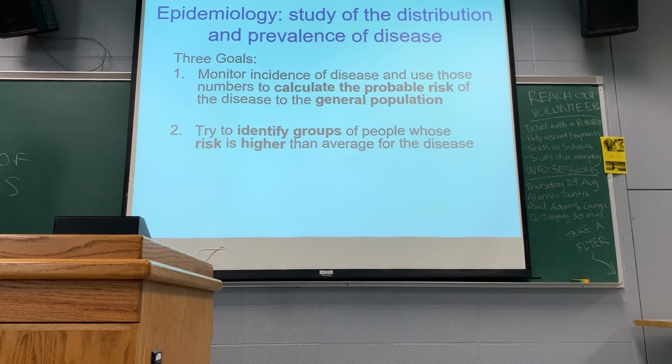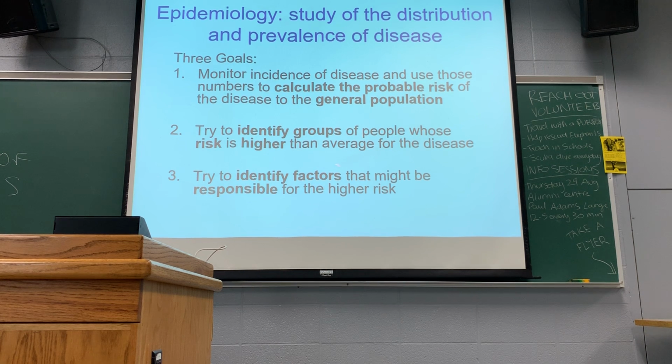So just knowing that in general, if you surveyed everyone in the United States and colon cancer was going to affect 1 out of, let's say, I don't remember what the numbers are, you probably should know these numbers, let's say 1 out of 20 people are going to get colon cancer. Are there groups of people that seem to have a higher risk than that? And then ultimately to try to figure out what factors might be responsible for that higher risk.